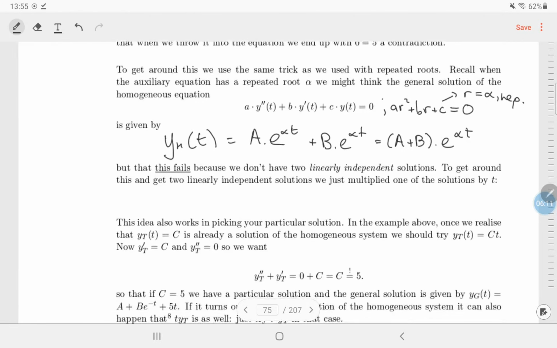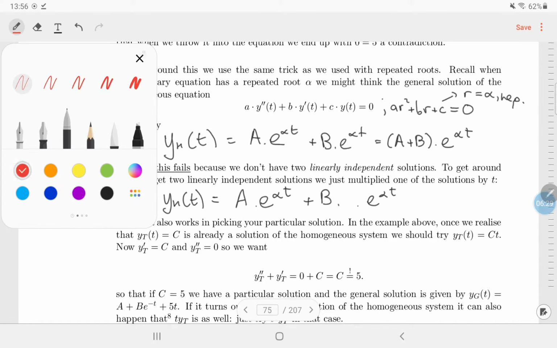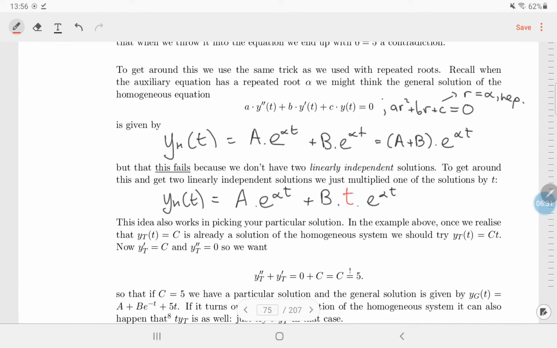So how you got around it is you multiplied the second one by a t. So the correct one is e to the alpha t, multiplied by a constant, fine. The second, e to the alpha t multiplied by a constant, is a solution, but you're not getting all of them. What you have to do is multiply this by t. And we have to do the same thing here.